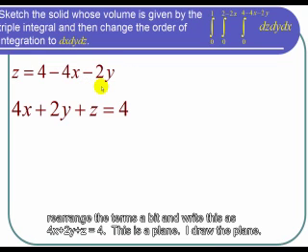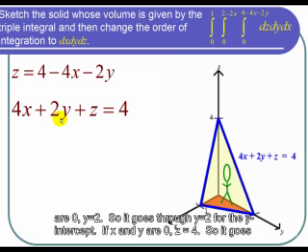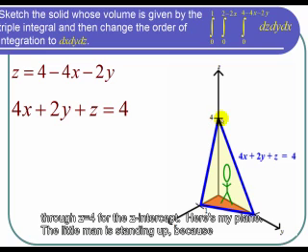And then we can rearrange the terms a bit and write this as 4x plus 2y plus z is equal to 4. And this is a plane, and I draw the plane. Notice that if y and z are 0, x is 1, so it goes through x equals 1 for the x-intercept. If x and z are 0, y equals 2, so it goes through y equals 2 for the y-intercept. And if x and y are 0, z equals 4, so it goes through z equals 4 for the z-intercept.